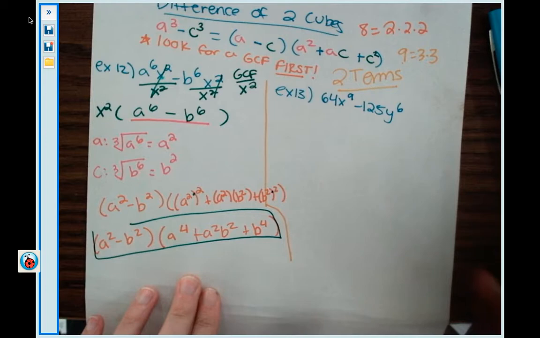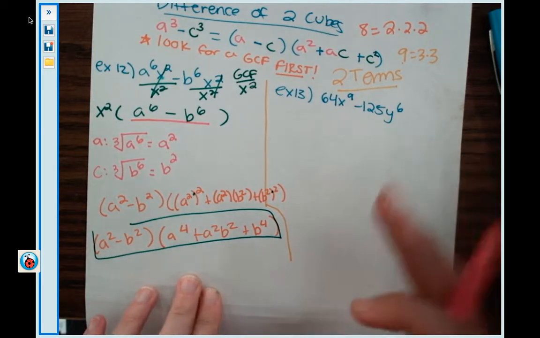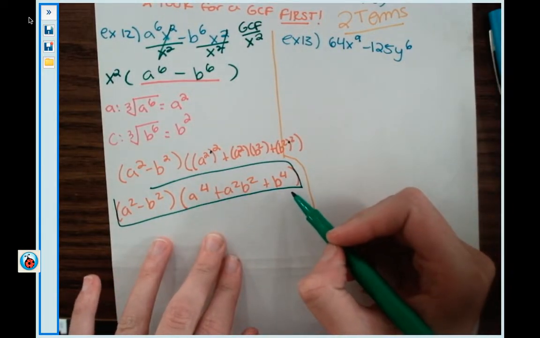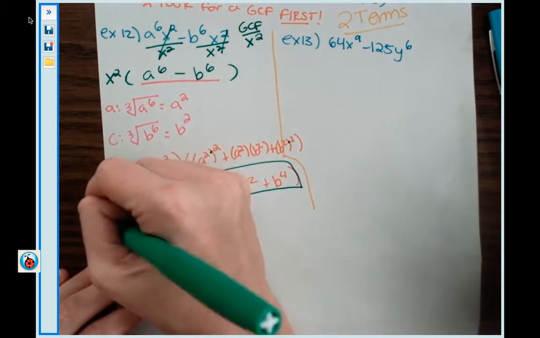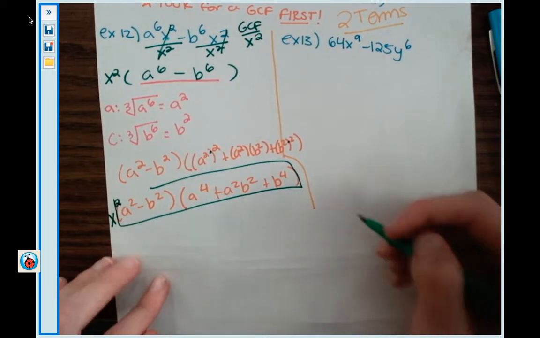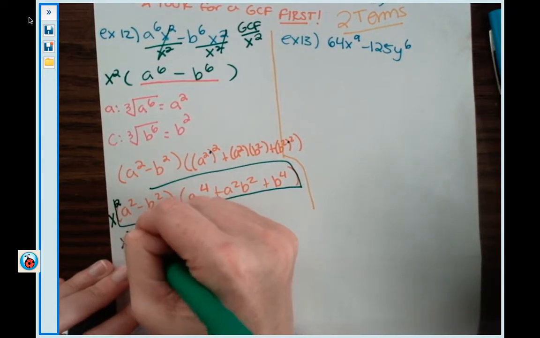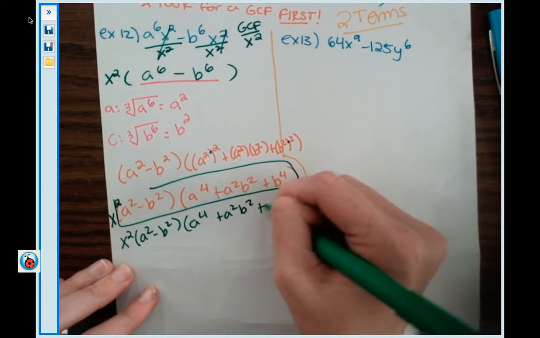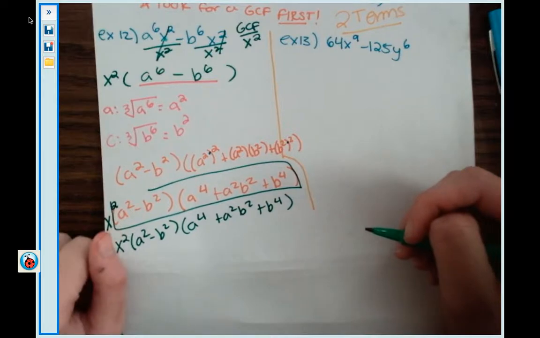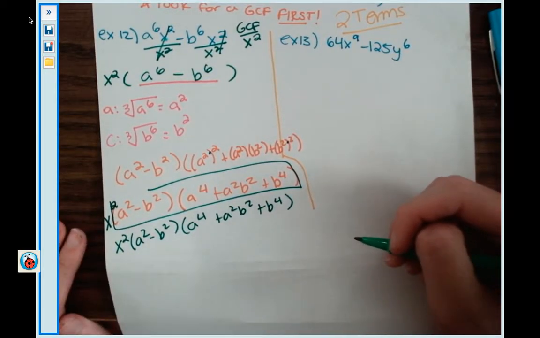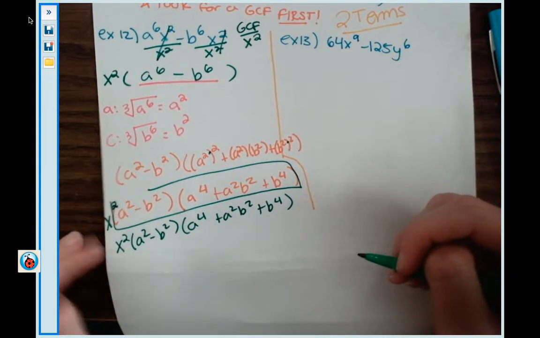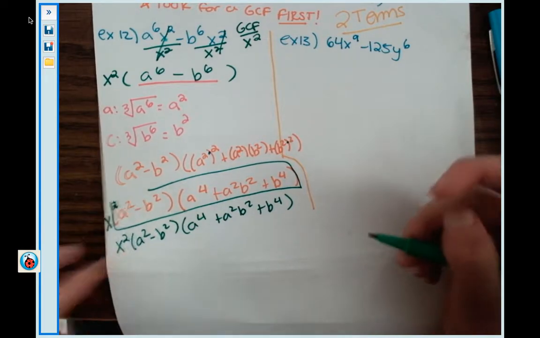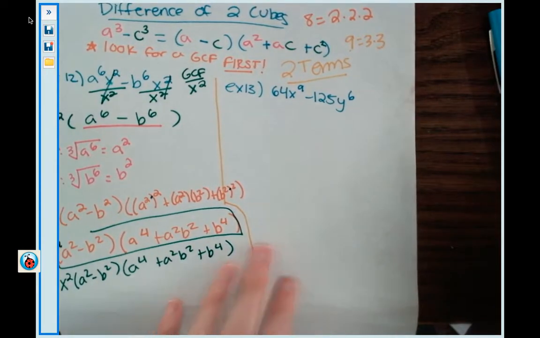Let's go back to the previous problem real quickly. If you have a GCF, technically it's supposed to go in the front, so don't forget about it. So technically this one would be x squared times a squared minus b squared times a to the 4th plus a squared b squared plus b to the 4th. Sorry about that. The GCF always gets left out, and even I forgot about it. Poor old GCF always gets left out. So if you ever have a GCF, try not to forget about it, and it always goes in the very front. I noticed that as I was solving this and I got sidetracked.